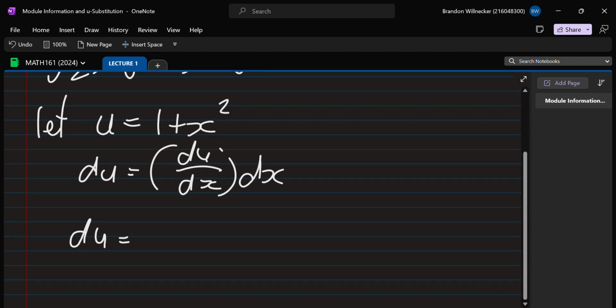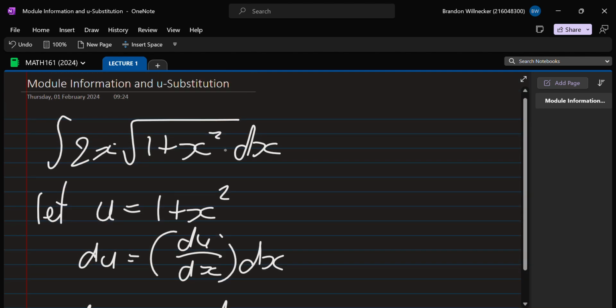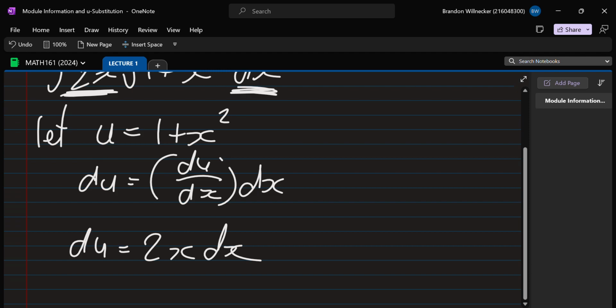So what is du by dx? Would anyone like to answer that? If u is equal to 1 plus x squared, du by dx is 2x. Good. Now, what's nice about this u-Substitution is that 2x dx is exactly what we've got over here. When we make this replacement, we see that 2x dx is going to become du. The root of 1 plus x squared will become root of u. So it becomes a lot easier.